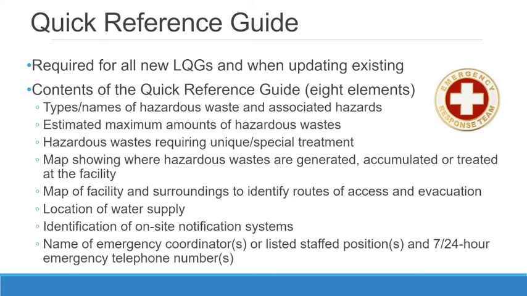And the required information is you need to have the types and names of the hazardous waste and the associated hazards, the max amounts where the hazardous waste are stored at the site, if this waste requires any special or unique treatment, maps showing where it's located, identification of the on-site notification system, and the name of the emergency coordinator. So that's all part of that quick reference guide.